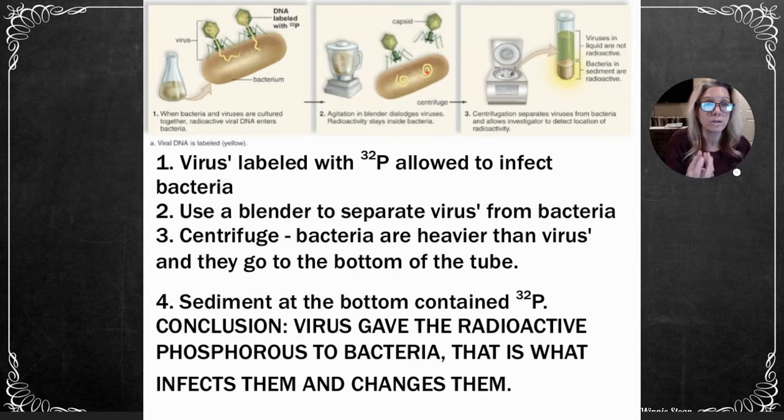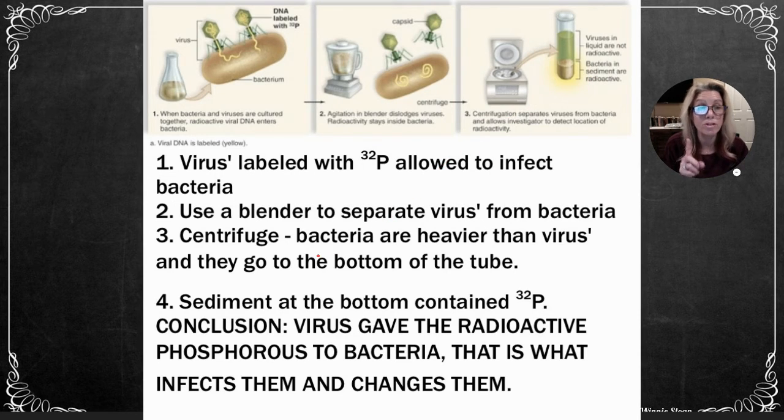And then they would centrifuge. And because the bacteria is so much larger, it would go to the bottom of the centrifuge. And sure enough, all the radioactive phosphorus was at the bottom. So that gave evidence that what the virus was giving to the bacterium was its nucleic acid, since the nucleic acid was labeled with radioactive phosphorus.